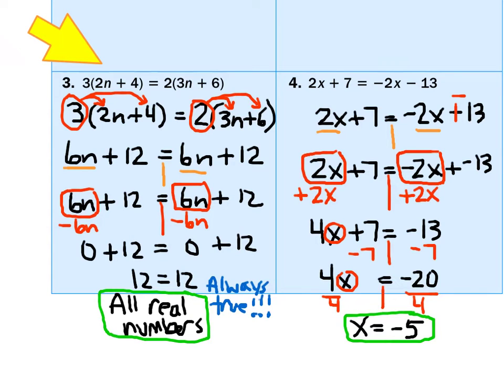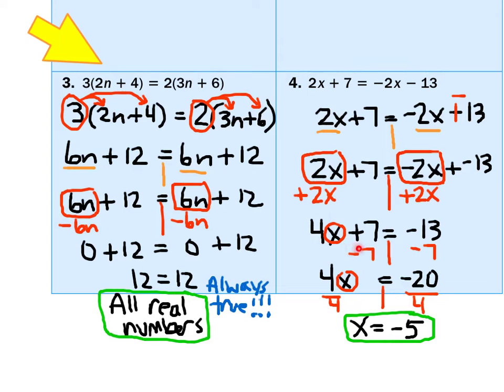So the only way to destroy negative 2x is if I add a positive 2x on both sides of my wall. So 2x plus 2x makes 4x. I let the plus sign come down, let the 7 come down, bring the equal sign down, and then negative 2x plus a positive 2x destroy each other, so they become a 0 and disappear, and then let the negative 13 come down.